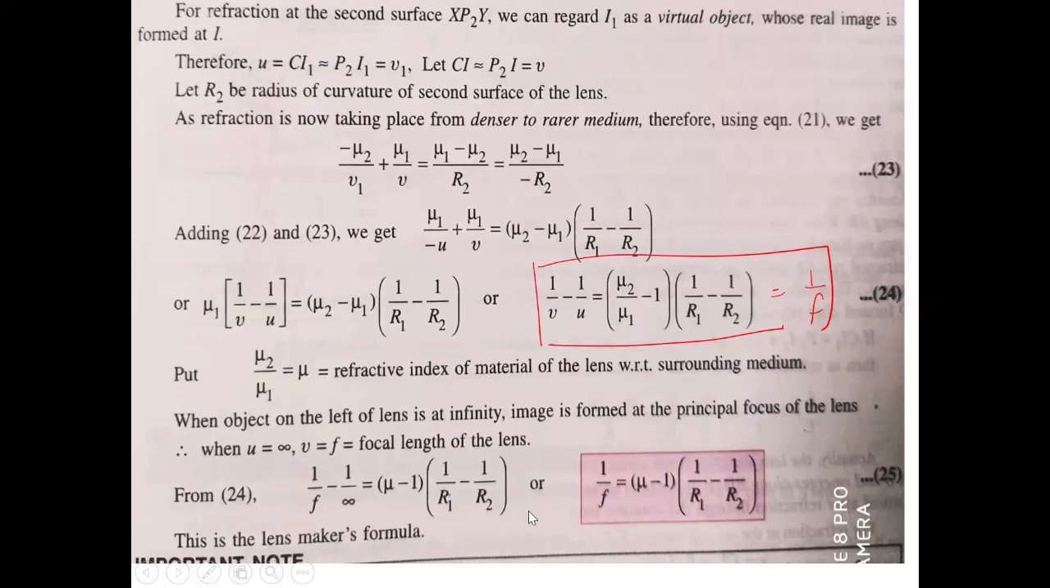So what do you think the focal length of the lens depends on? Does it depend on object distance and image distance? Because you are getting 1 by v minus 1 by u is equal to 1 by f. Does it depend on that? Yes or no, teachers? It depends on the radius of curvature and refractive index of the lens as well as the refractive index of the medium. It depends only on these factors: R1, R2, radius of curvature of the surfaces, refractive index of the lens as well as refractive index of the medium. Okay.